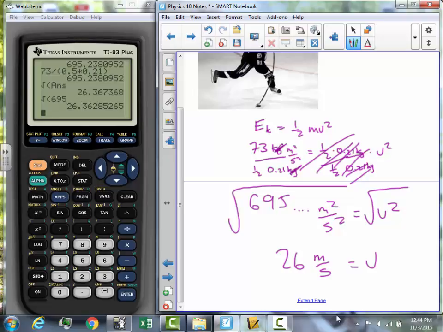I need help after this. This one's probably one of the more challenging ones. Like the first 2 questions we did are a little more straightforward. This one's more challenging because you have to take the 1/2 and the mass. You have to divide them both to the other side, and then you have to square root.